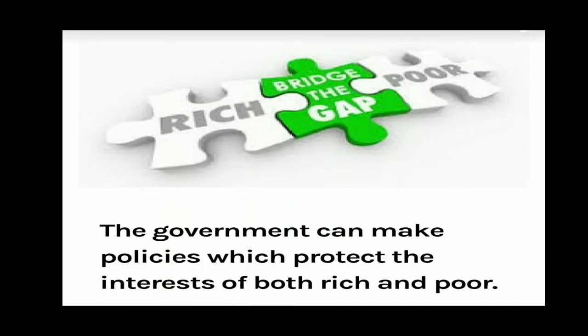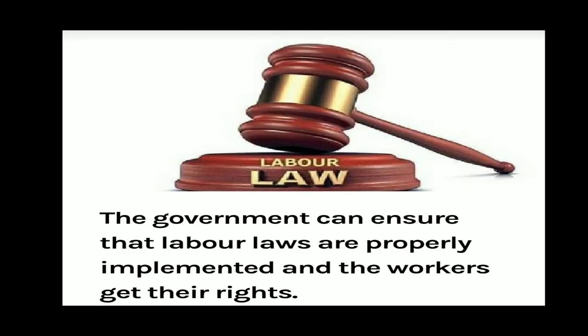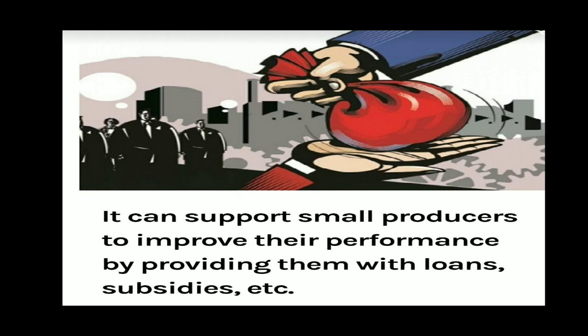The government can make policies which protect the interest of both rich and poor. So this is the first step. If the government makes policies that protect the interest of both rich and poor, the condition will change. The government can ensure that labor laws are properly implemented and the workers get their rights. This is the second step to make globalization fair. It can support small producers to improve their performance by providing them with loans, subsidies, etc. This is the third step taken by the government to improve the condition of workers.